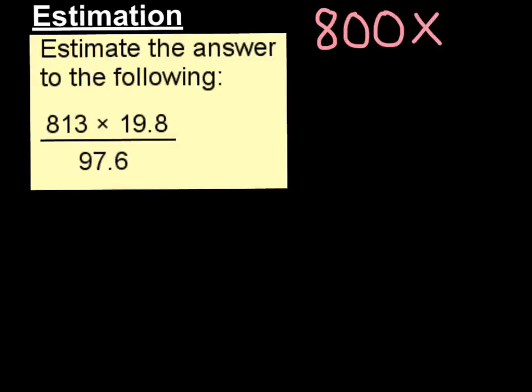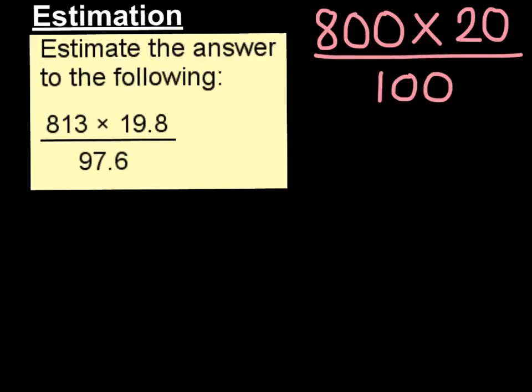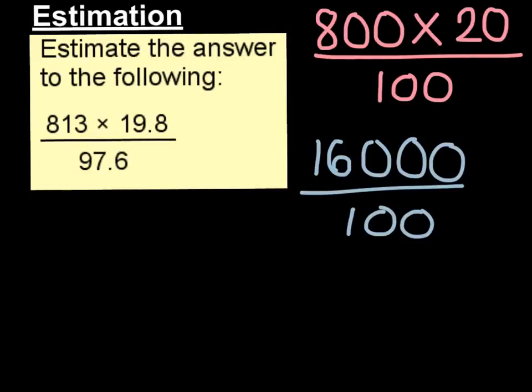Then we're going to multiply that by 19.8 to one significant figure, which is 20. And then we're going to divide that by 97.6, which is 100 to one significant figure. Now we're going to multiply the top line first. So we've got 8 times 2, which is 16. And if we just count the zeros, so we've got 1, 2, 3 zeros. So I'm going to put 3 zeros after the 16. And obviously that's still divided by 100. Now using place value, I can work out 16,000 divided by 100, which is 160.